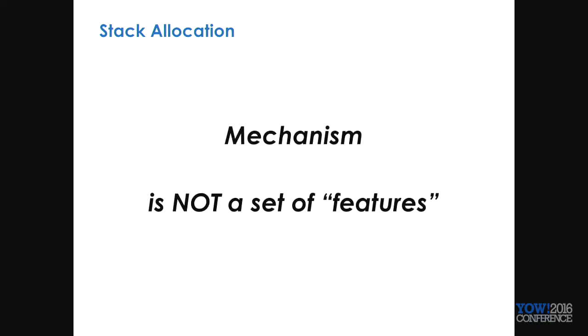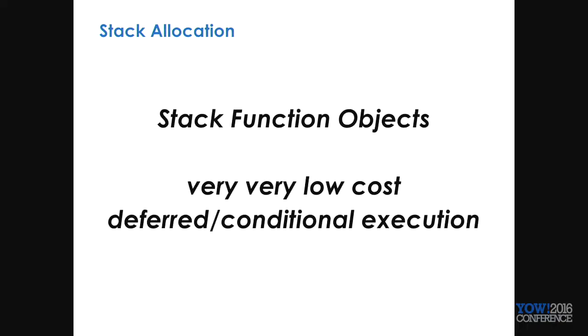That is one feature, but it's not the mechanism. The mechanism is important. Here's a use of stack allocation that has nothing to do with any of the things that were mentioned previously. It's basically making a function object, storing the state of it on the stack, and then passing it into another function. This can be very, very low cost, deferred or conditional execution based on that function.